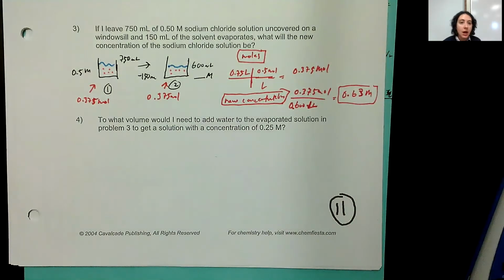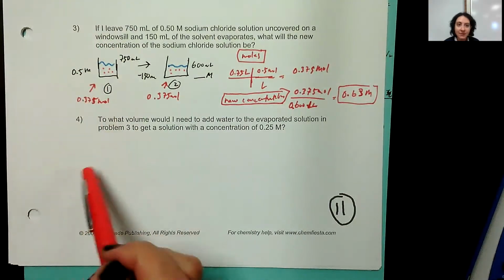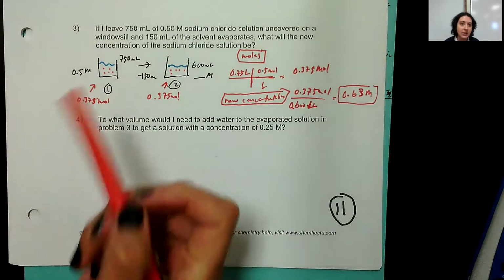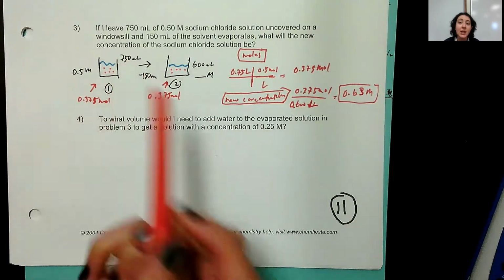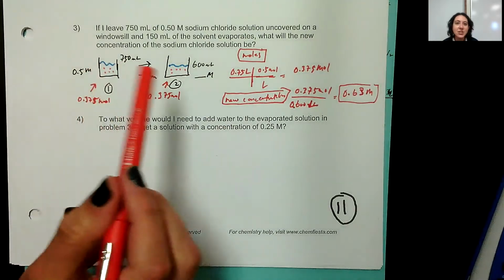Okay. To what volume would I need to add water to the evaporated solution in problem 3 to get a solution with a concentration of 0.25? Okay, so the original was 0.5. Now we want it to be even less concentrated. We're going to have to add a lot of water. So I expect that this final volume had better be more than 750. Actually, in fact, I think it's going to be double that.